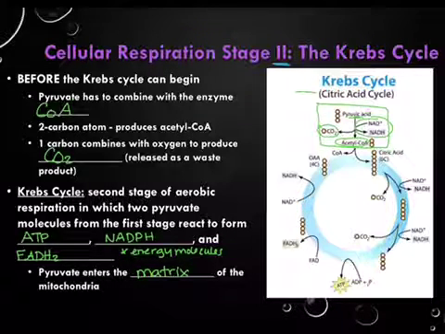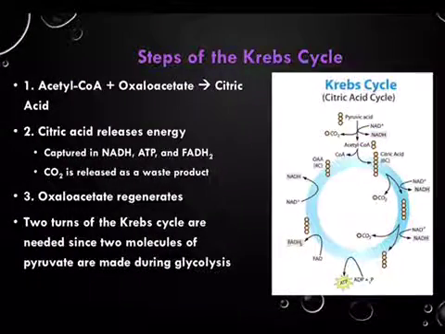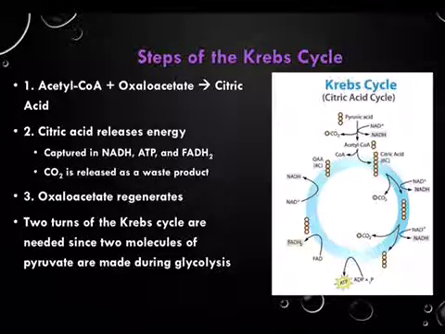Notice in the diagram, sometimes the Krebs cycle is referred to as the citric acid cycle. Two different names, but it's the same cycle. So the steps of the Krebs cycle, there's 3 important steps. The acetyl-CoA combines with something called oxaloacetate to form citric acid. So here we're forming citric acid. Notice that it says 6C by citric acid, and that tells you that it is made up of 6 carbon atoms. So that's the first step.